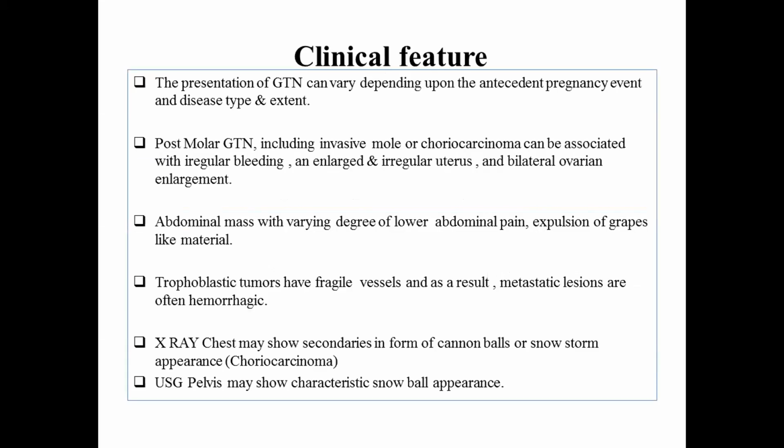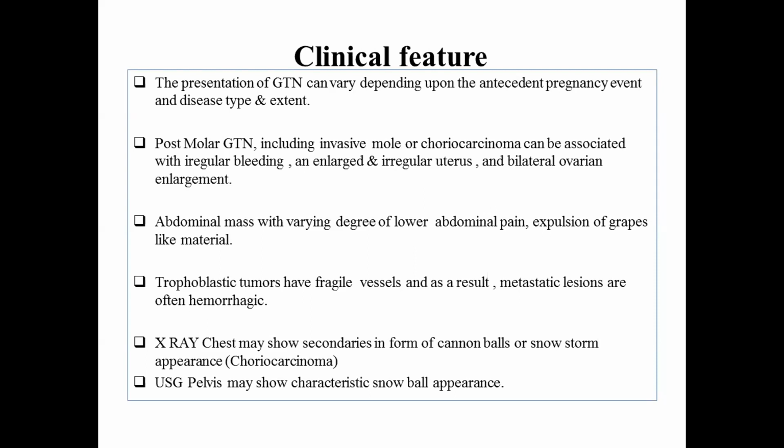Now, how does a GTN present clinically? The presentation of gestational trophoblastic neoplasia can vary depending upon the antecedent pregnancy event, the disease type, and extent. Now, the post-molar GTN, including the invasive mole or choriocarcinoma, can be associated with irregular vaginal bleeding, an enlarged and irregular uterus, and even bilateral ovarian enlargement. Abdominal mass with varying degrees of lower abdominal pain, expulsion of grape-like material is a very frequent complaint by the patients. Now the trophoblastic tumors have fragile vessels pathologically. So as a result, metastatic lesions are often hemorrhagic.